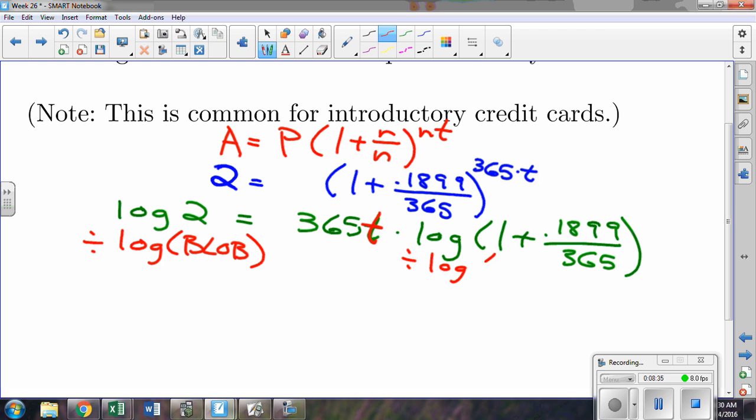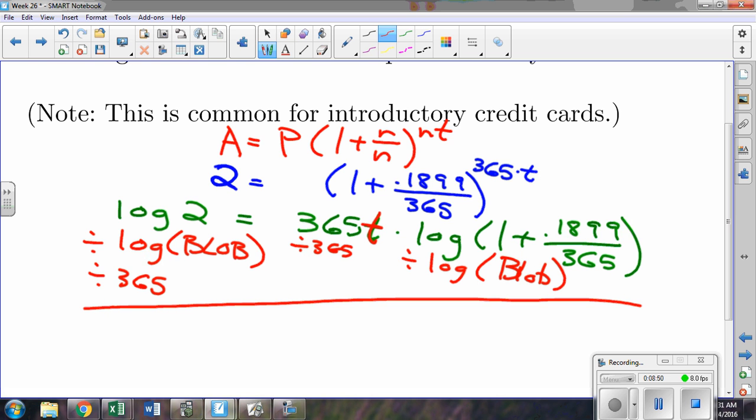And yeah, you love my accurate math by writing down blob. And then we also divided by 365. With those two pieces, we know what we'll have to type in the calculator. Logarithm of 2 divided by the logarithm of this blob, 1 plus 0.1899 divided by 365, then divide by 365.